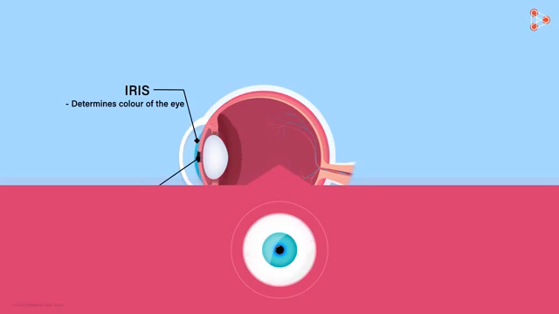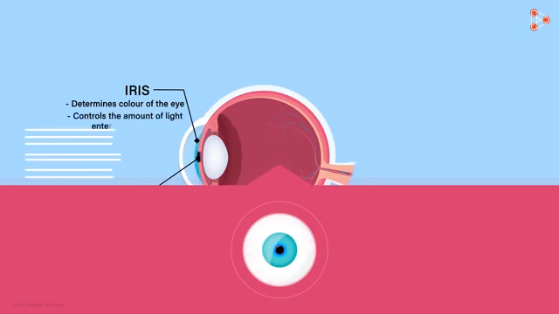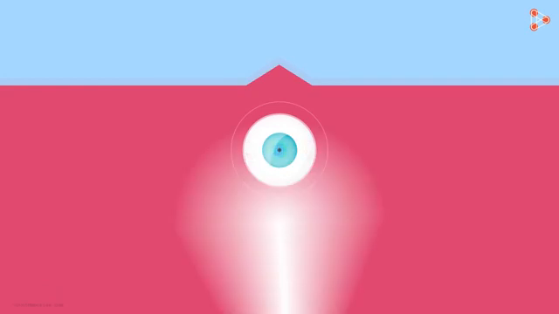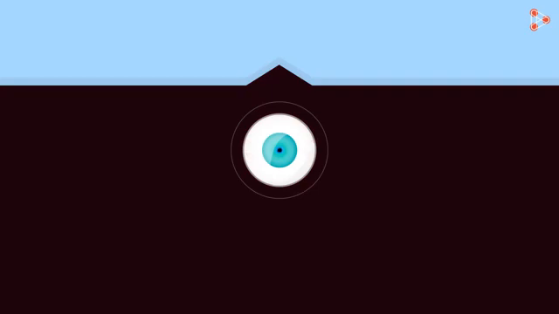It controls the amount of light entering the eye by enlarging or shrinking and thereby adjusting the size of the pupil. For example, when you focus the light from the torch directly into a person's eye, the iris shrinks. This is because the intensity of light is too much for the eyes to bear. The shrinking iris stops the unwanted light from entering through the pupil. And when there's less light, it expands, allowing more light to enter through the pupil.